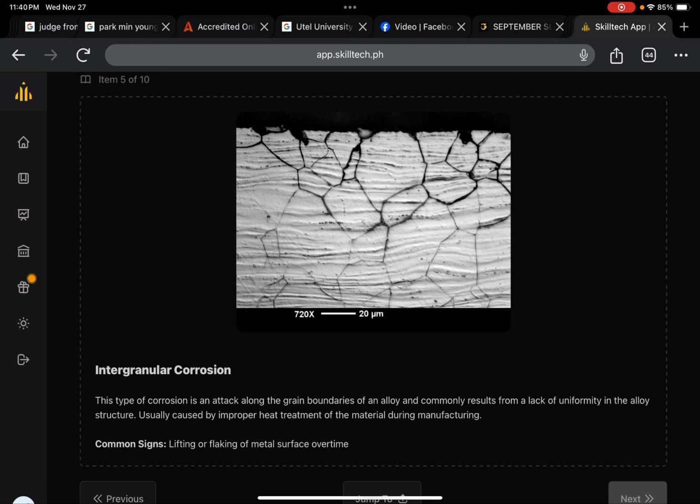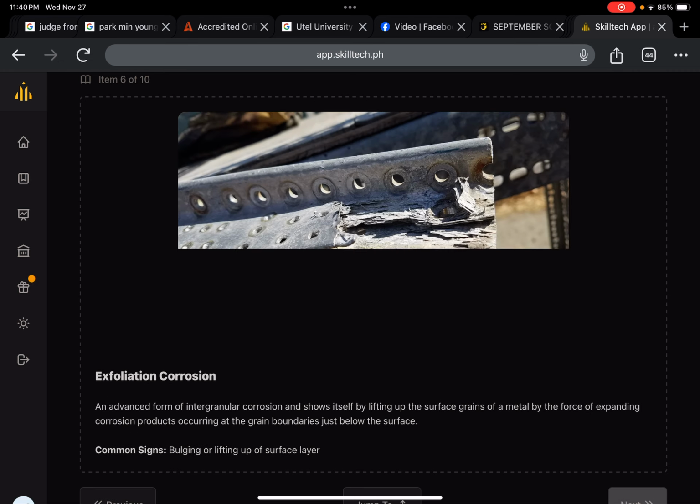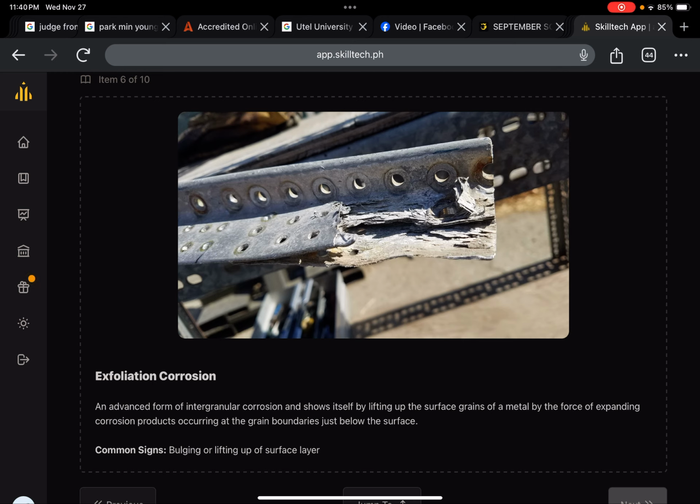So next we have the intergranular. This type is an attack along the grain of the boundaries of an alloy. So this is usually within the inside that's going on. Next we have the exfoliation. So this is another form of intergranular. So lifting up the surface grains of a metal by the force of expanding corrosion products.